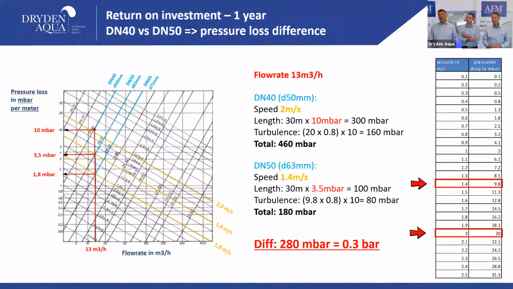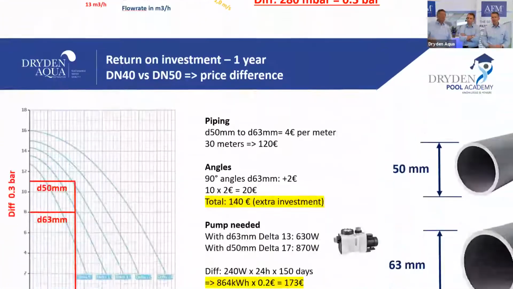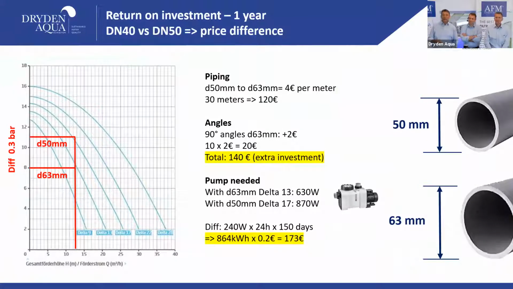And remember, here we made one example where you had the pipe lengths and the different pressures, and then you had 20 fittings. We calculated it once with 1.5 inch and once with 2 inch, and you see the difference is 300 millibars. Now you can say, why do you care about 300 millibars? You can go one pump smaller, to Delta 13 instead of Delta 17. You save 200 watts, and 200 watts multiplied by 24 hours, 150 days, is 180 euros.